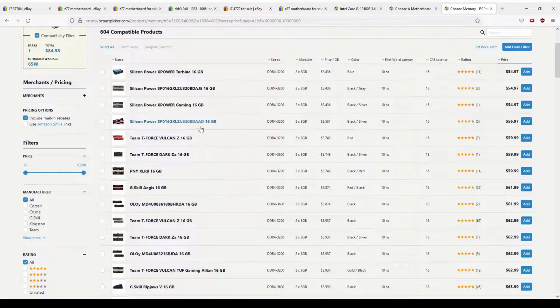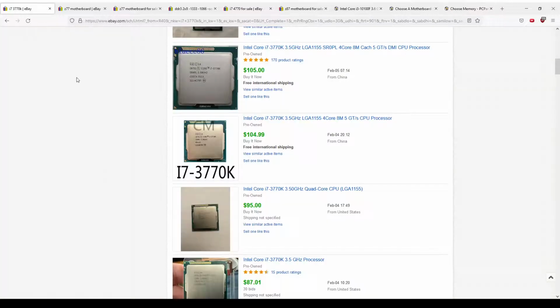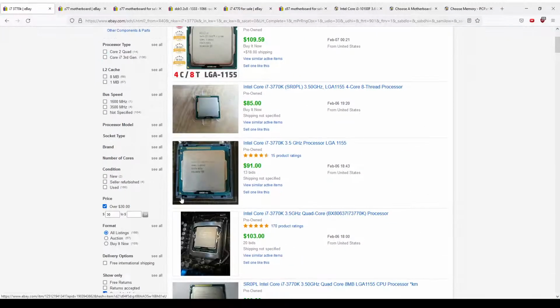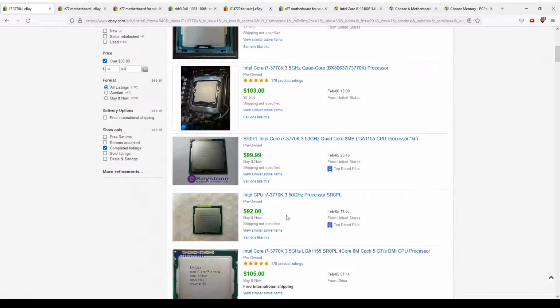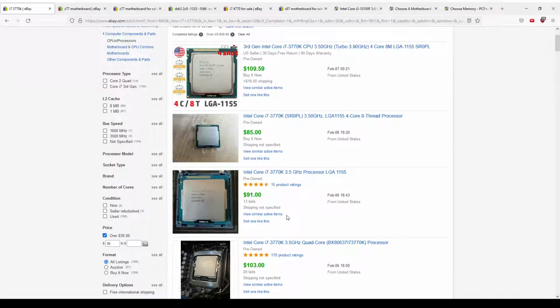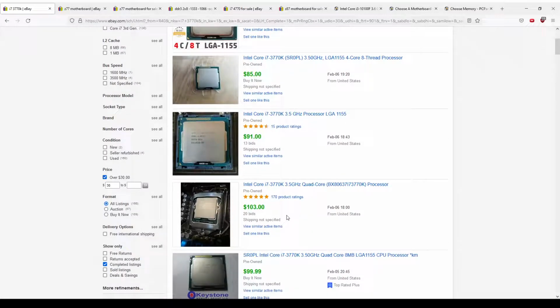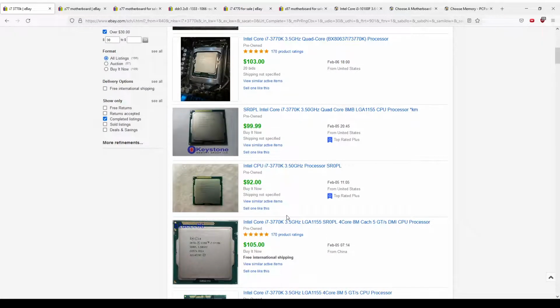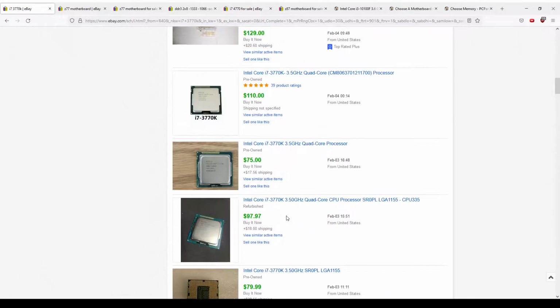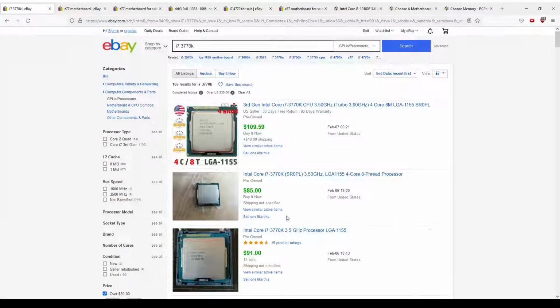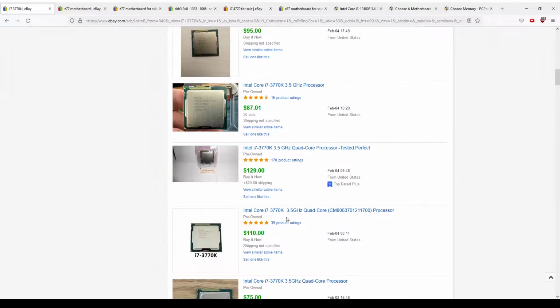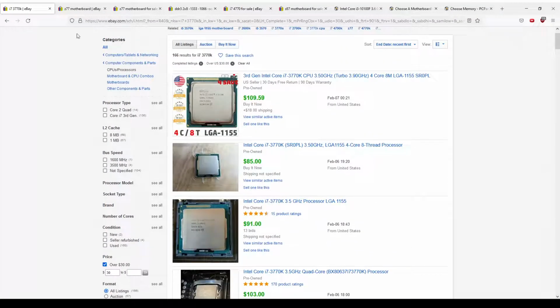and so that gives you a decent modern quad core. So let's compare this then to the i7 of Ivy Bridge, so the 3770K, and just scrolling through eBay through the completed listings, you see them sort of around $90 to $100. So these are not particularly cheap, let's say that at the very least.